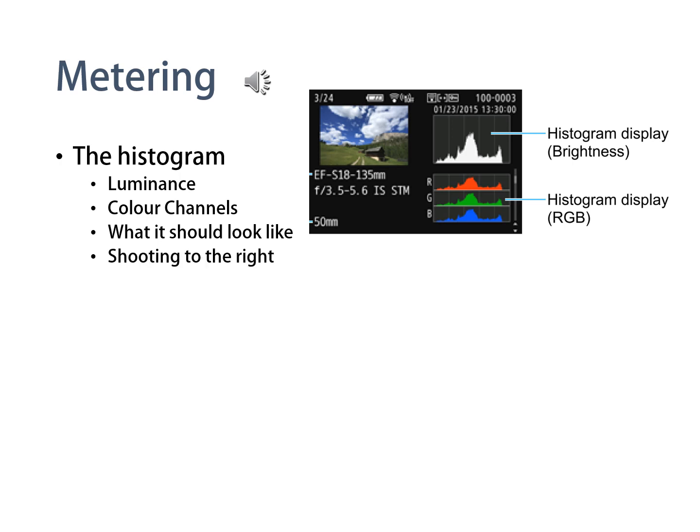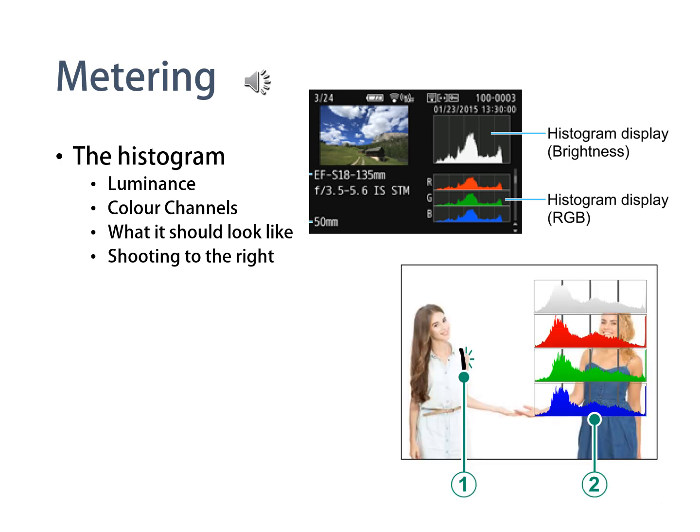A recommended technique for using the histogram is to shoot to the right. That is, get the bars almost touching the right hand side but not quite. In this histogram, you'll see that the graph is touching the right hand side. This indicates that it's overexposed and white is present.